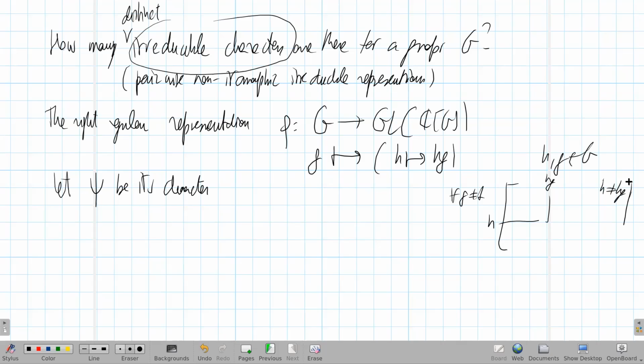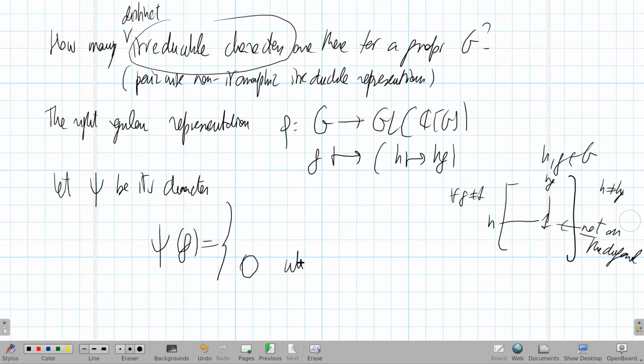So what does it mean that they are different? It means that this one is not on the diagonal, because the two indices are different. So the character property psi of G is 0 when G is different from 1. On the other hand, if G is 1, then of course you have the identity matrix.